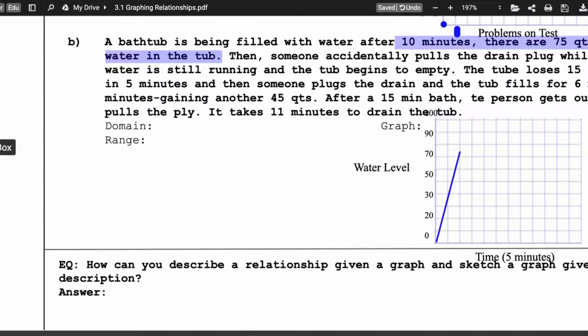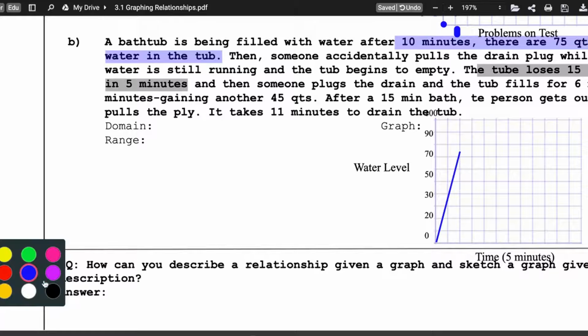All right, and then someone pulls the plug. So when someone pulls the plug, it starts to lose water. It's going to lose 15 quarts in 5 minutes. So that's the next part. I need to represent the tub losing 15 quarts of water. So let's draw a line, again, this time in black. Now it's at 75, but I lost 15 quarts of water in 5 minutes. So 75 minus 15 is 60.